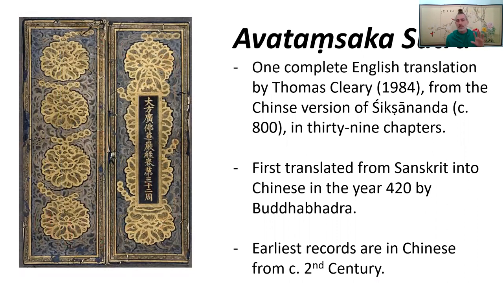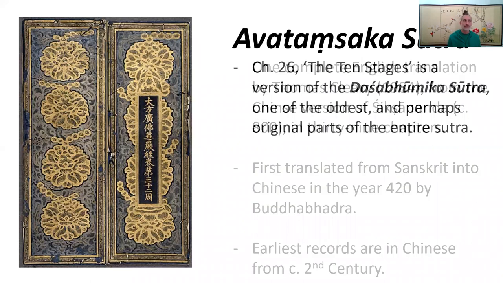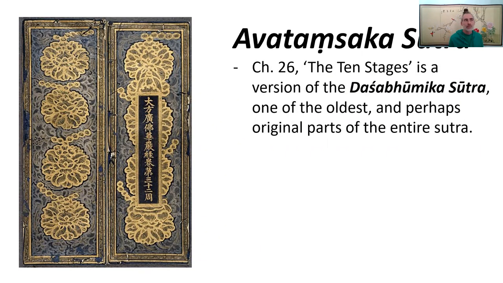So of this Chinese sutra now, which came from India, came from the Sanskrit language, in the Avatamsaka Sutra, one of those early Chinese translations was of chapter 26. And chapter 26 is a famous sutra all by itself called the Ten Stages Sutra or the Dashabhumika Sutra. And many scholars, myself included, are pretty convinced that the Ten Stages Sutra represents the oldest and maybe the original sutra that was then kind of expanded. I'm speaking, of course, here now more scholarly historically, but that's the idea.